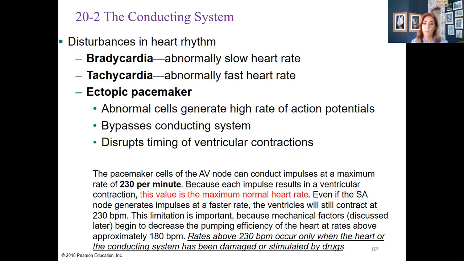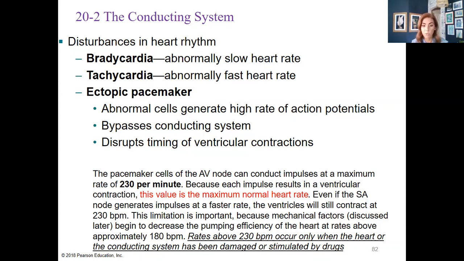That is more than 100 beats per minute. An ectopic pacemaker is going to be something that bypasses the conducting system and causes all kinds of rhythm interruptions. So what you want to remember from this, you want to circle the word abnormal cells. These are abnormal cells that are going to generate a high rate of action potentials and cause disturbances to our conducting system.